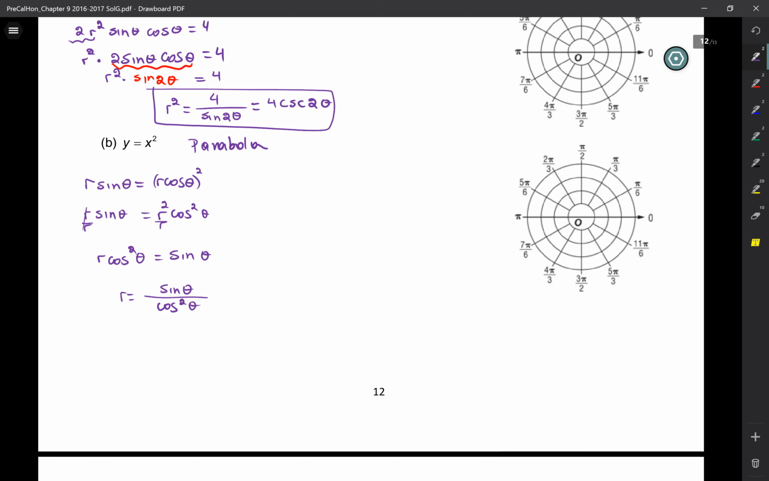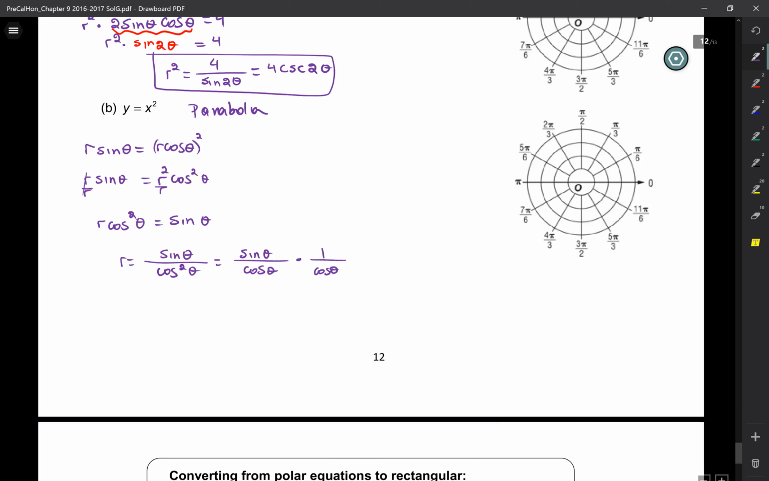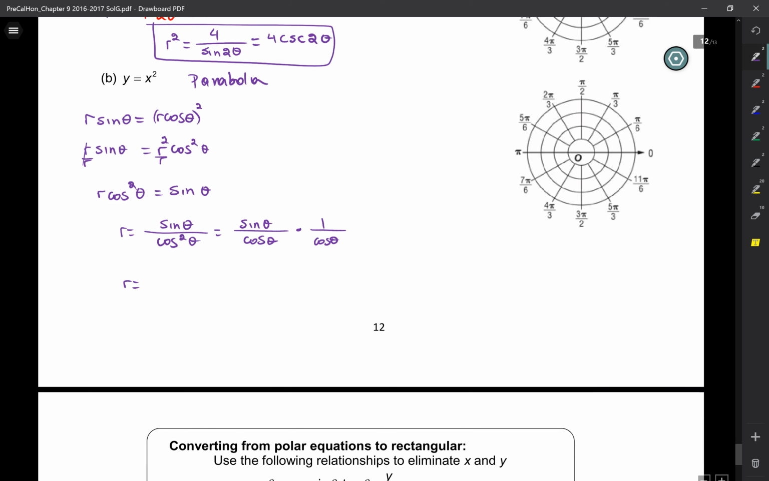Okay, now remember what I said is we don't want to do trig functions in the denominator. Well, let's see what we could do here. This is really sine over cosine times 1 over cosine, right? I'm just splitting up the cosine squared. So r is tangent of theta, secant of theta. Okay, so here we were going to solve for r, but there was no way.